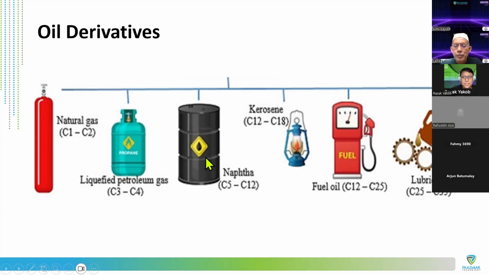Naphtha is mostly like a tar. It's used for road construction, and of course some other elements like kerosene, the fuel, the petrol or diesel will be there. Lubricant will be more refined. By adding in more additives, they become lubricant for our engine. So you can see the application is huge.